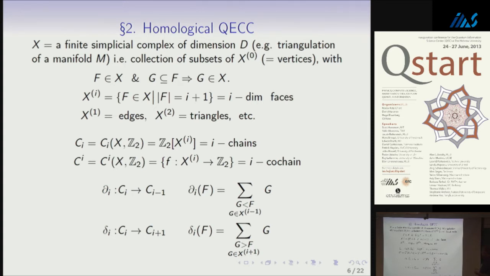And delta i is the coboundary map. If you start with a cell of dimension i, you sum up over all the cells of dimension i plus 1 containing that cell. So if you start with an edge, then you go to dimension 2 and you take the formal sum of all the triangles lying on that edge. These are the boundary and coboundary operations.